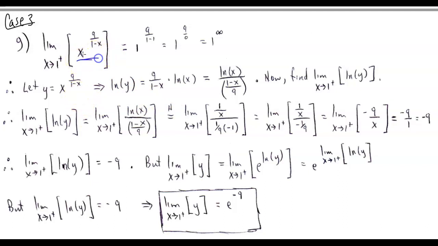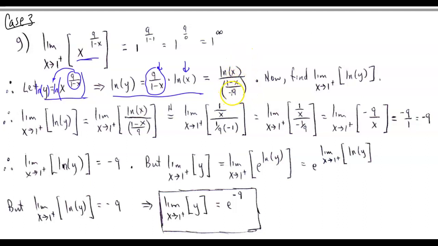So our function is x raised to the 9 divided by 1 minus x. I let y equal that, and then I take the natural log of both sides, okay? Notice that since this is in the exponent, I can pull it out in front of the natural log on the right-hand side of this equation. That's how I get the 9 divided by 1 minus x out in front on the right side, okay? From that point, it will be easier, in my opinion, to deal with 1 divided by the reciprocal of this rational expression than to deal with 1 divided by the reciprocal of natural log of x. So I rewrite this as 1 over (1 minus x) divided by 9, okay?